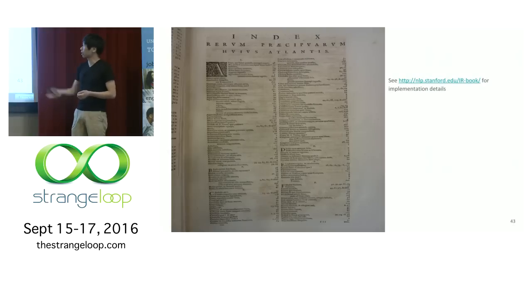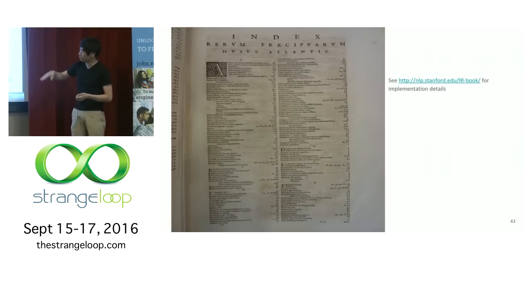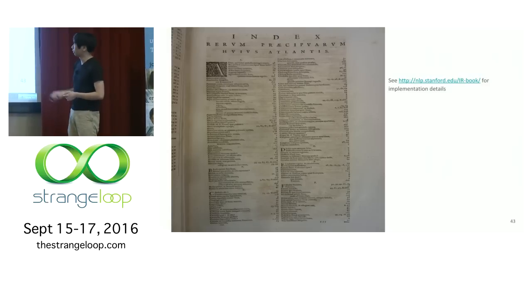A posting list is basically just an index. Here's an index from the 1600s. If you look at this index, what do you see? You see a bunch of words, or terms, and for each term, there's a list of page numbers that the term appears on. Computers don't have pages, not in this sense anyway.